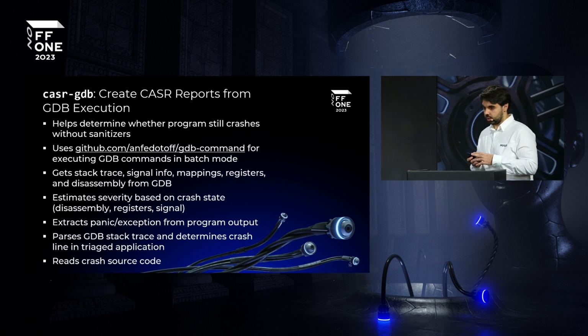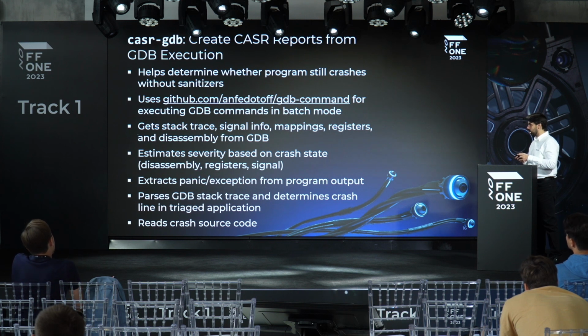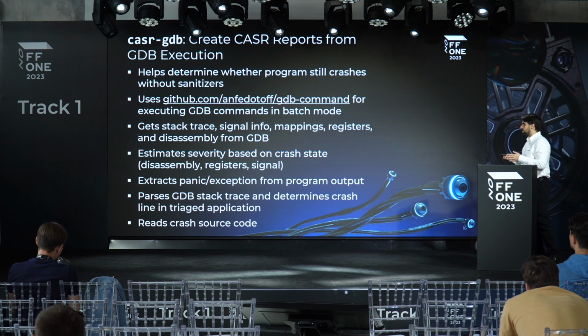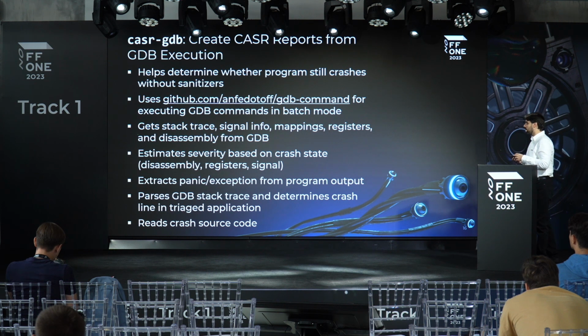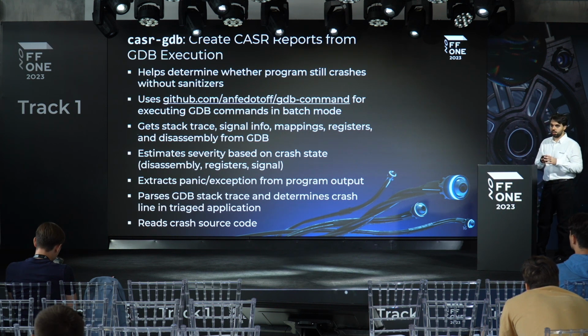CASR GDB is another tool. We also use here a small library to launch GDB in batch mode, and it also extracts useful data such as stack traces and registers, and that helps you estimate the severity. In addition to that, it extracts panic and exception messages, it parses the crash line, and reads the crash source code. As you can see, these two tools use different sources, but their functions are quite similar.